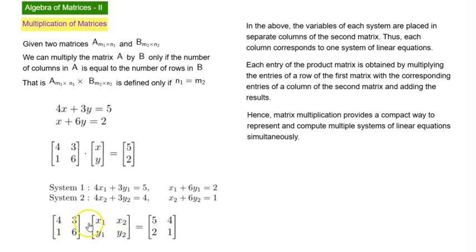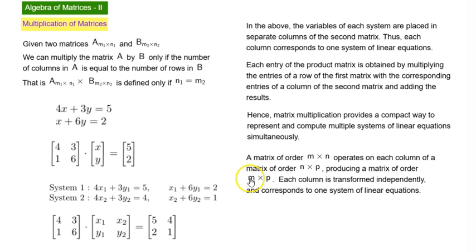Here, remember, for this to work, both these systems of linear equations should have the same coefficient matrix, or rather, they should have the same coefficients of the variables. We can look at it in another way. A matrix of order m by n operates on each column of a matrix of order n by p, producing a matrix of order m by p. Each column is transformed independently and corresponds to one system of linear equations.